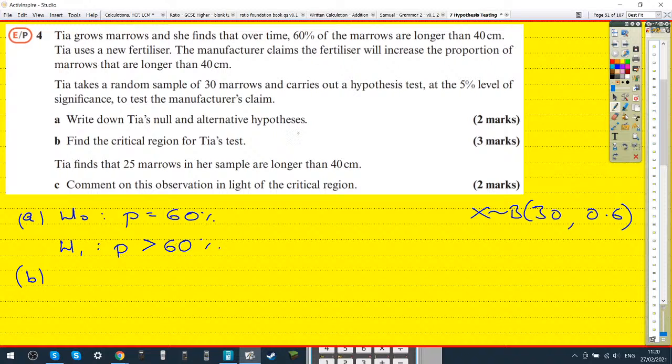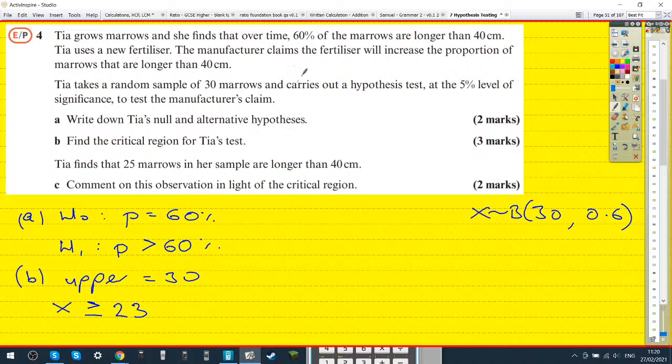So the upper will be the maximum 30, and then you would just try different things for the lower. It has to be below 5%. 0.05. Yeah, correct. Okay. I got 23 is the number. And so the critical region is x is greater than or equal to 23.